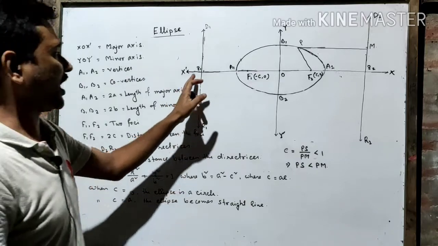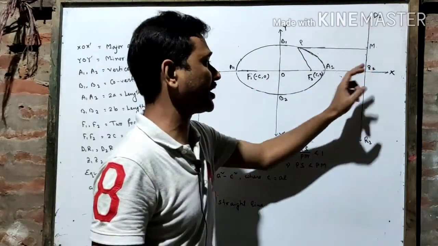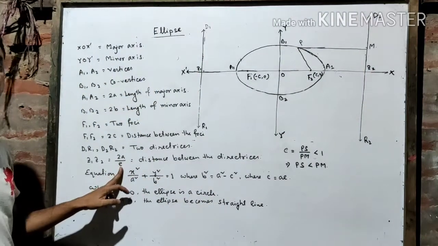Now the distance between the directrices D1, R1 and D2, R2 is Z1, Z2, and this length Z1, Z2 is equal to twice A by E.